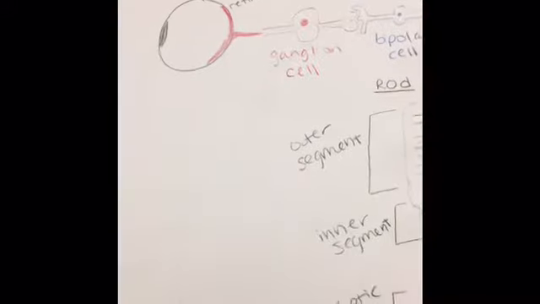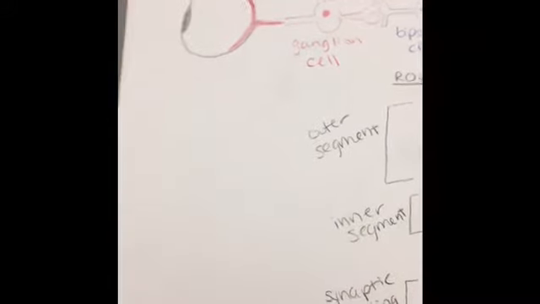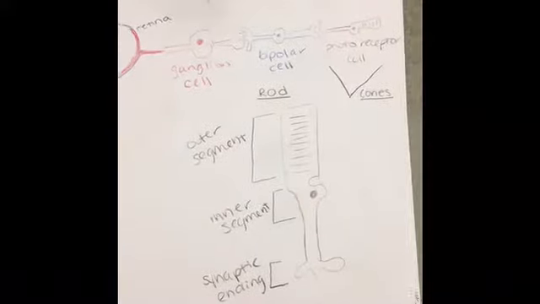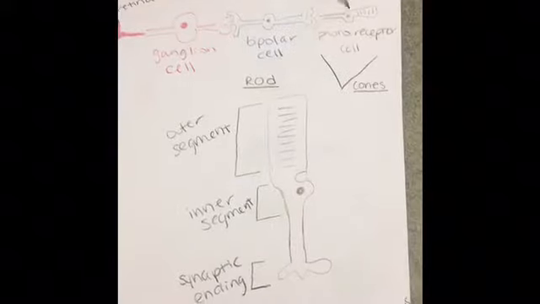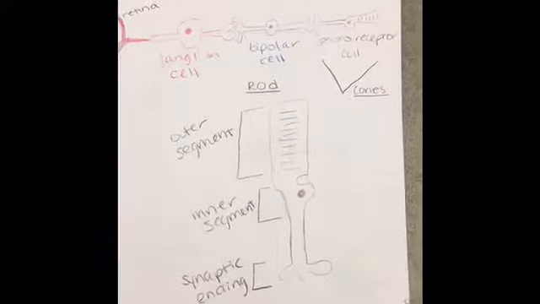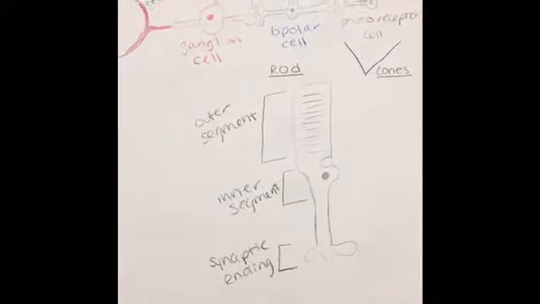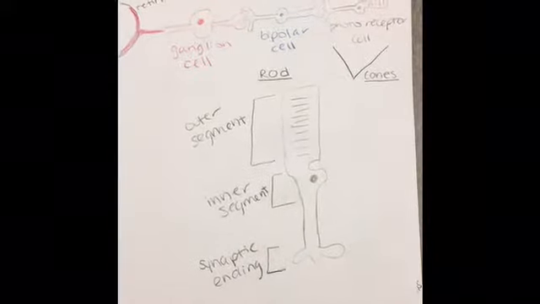So today we'll talk about phototransduction in the visual system. Within the visual system, we have the eye. In the back of the eye, there's the retina. Within the retina, there are three different types of cells: the ganglion cell, the bipolar cell, and the photoreceptor cell. The photoreceptor cell is the most important cell here, as it is where phototransduction takes place.